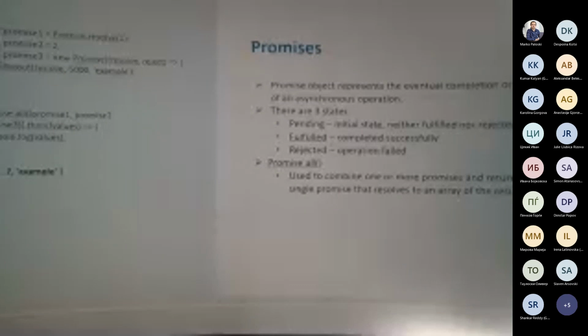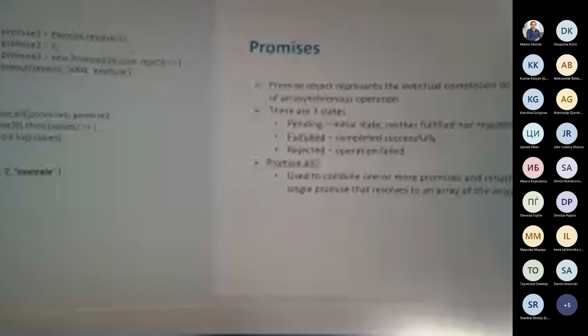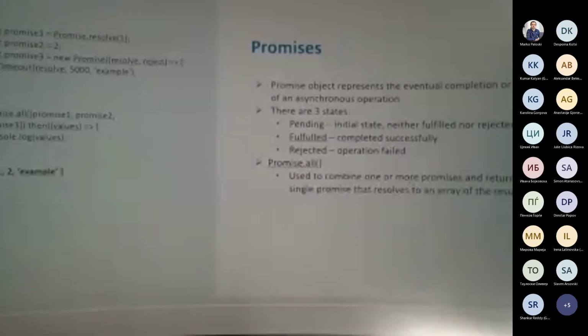With new Promise, you can create your own promise, like a fake promise. And also there is a very useful thing like Promise.all, which means that if you have multiple promises, you can combine them and wait until all of them are resolved, and then through an array you can use the results of the promises.